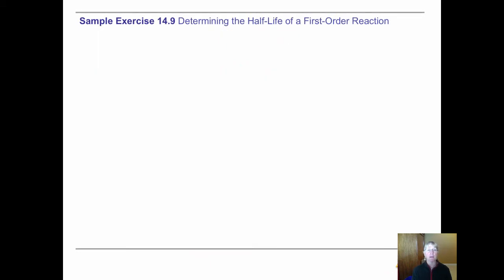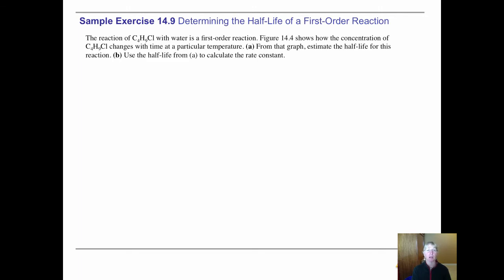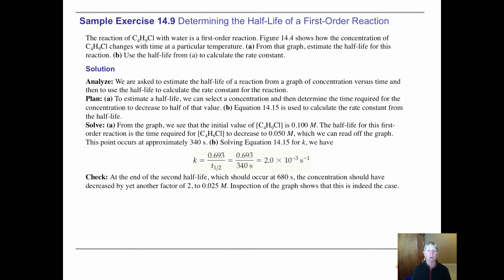So in this problem, sample exercise 14.9, which you will eventually copy into your PowerPoint notes, to determine the half-life of a first-order reaction, let's take a look first at the reaction they're talking about. This goes back to one previously in the chapter, butyl chloride. And from the graph, we want to first of all estimate the half-life for this reaction.